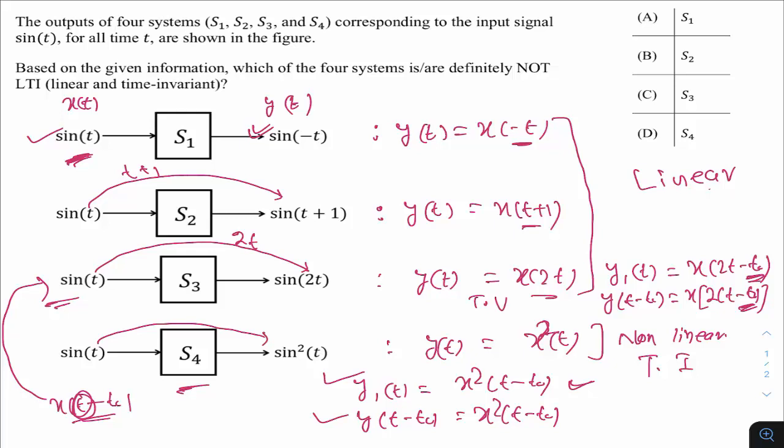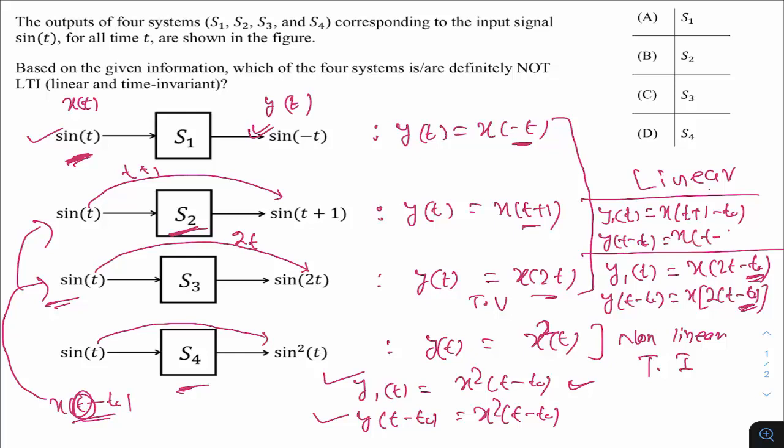Next, in the system S2, what's going to happen here? What is your y1t? Y1t means you are giving the input x of t minus t naught. The system will replace the t by t plus 1, so it is t plus 1 minus t naught. And what is y of t minus t naught? Wherever t is there in x of t, it is replaced by t minus t naught. So it is x of t minus t naught plus 1. Are both of these the same? Yes, both are the same. Then this is a time invariant system.